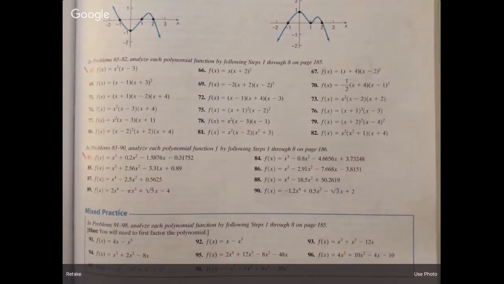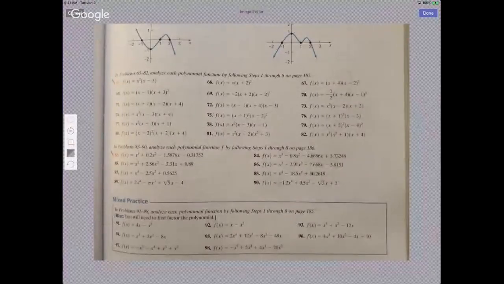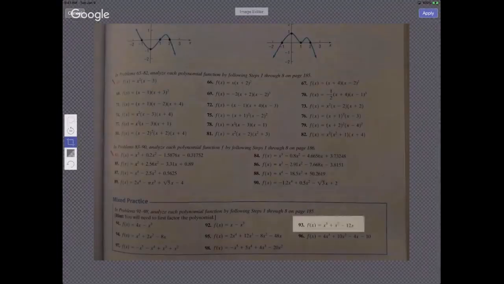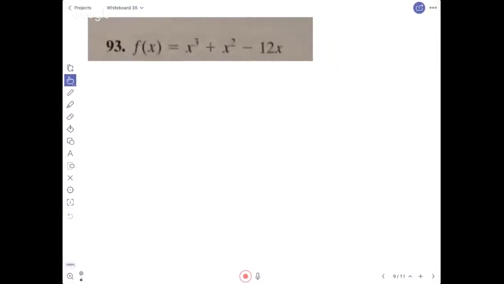Okay, I guess they didn't require us to do any factoring here. So fine. Oh, no, the ones at the bottom need to be factored. Let's do one where we have to factor. How about that? This one looks pretty solid. So here's 93.